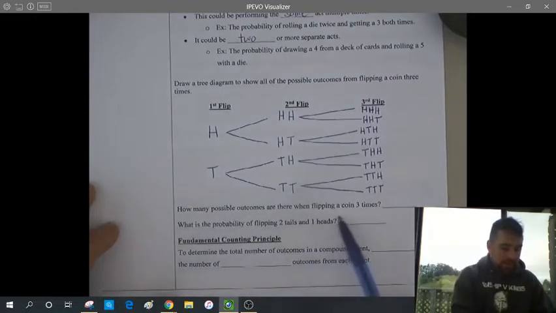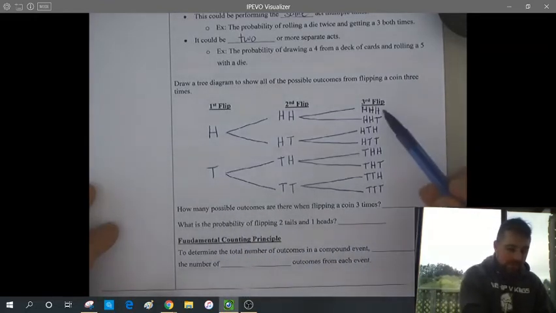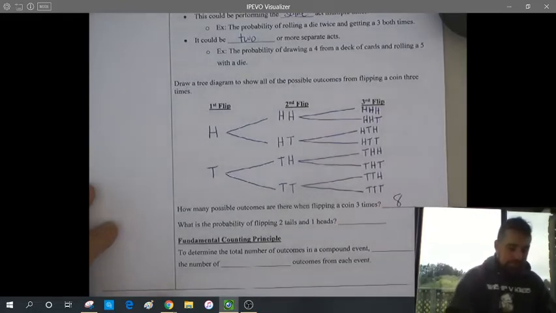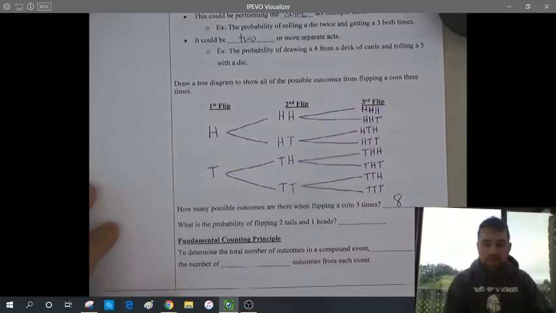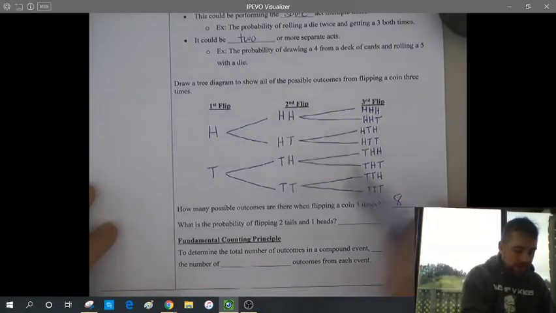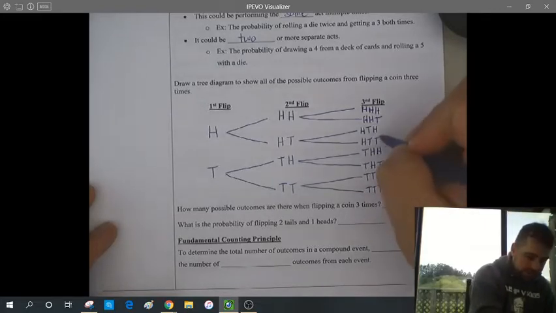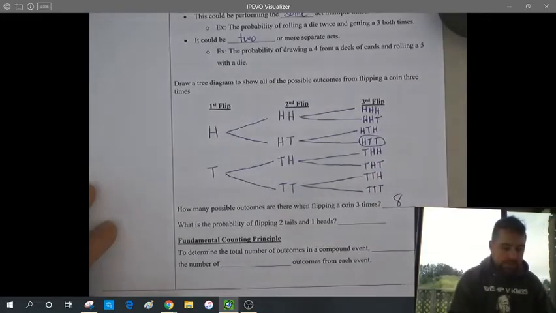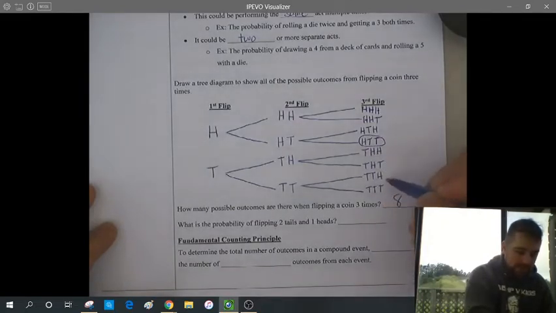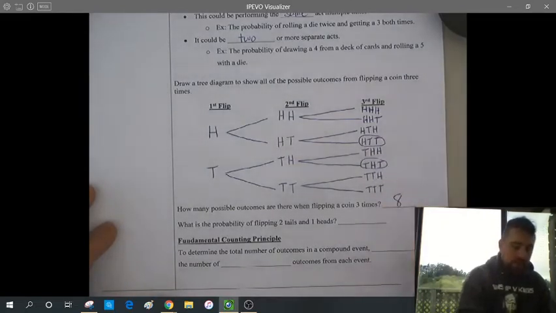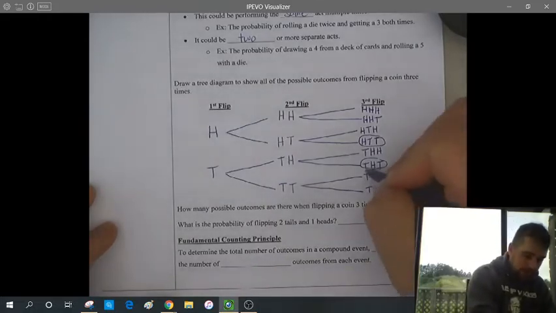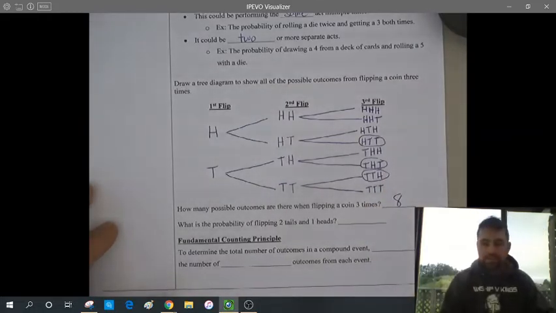So how many possible outcomes were there for flipping the coin 3 times? Well, if we count these up, 1, 2, 3, 4, 5, 6, 7, 8 total. And then what is the probability of flipping 2 tails and 1 heads? Well, the ones that have 2 tails and 1 heads, let's see, there's only 1 tail here, but here's 2 tails and a heads, 2 heads and a tails, here's 2 tails and a heads, and here is 2 tails and a heads.